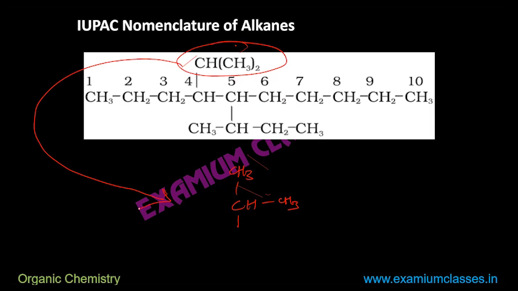Try it yourself. Longest chain is already given of 10 carbon. On 4th carbon, you have one substituent group. On 5th carbon, you have another substituent group. You have to just prefix these as per alphabetical order with the main chain.